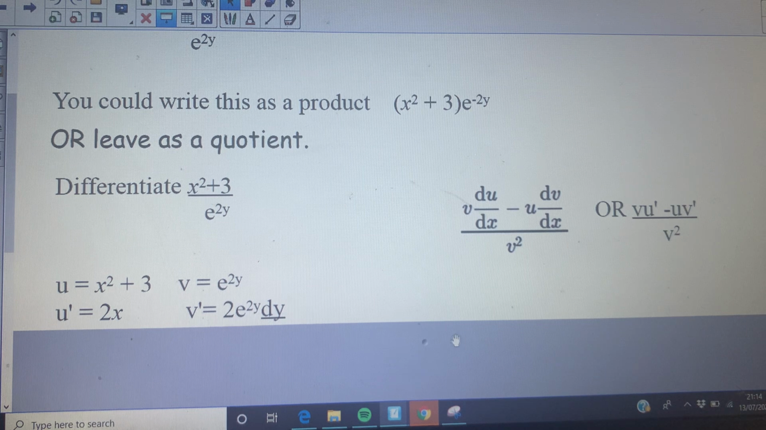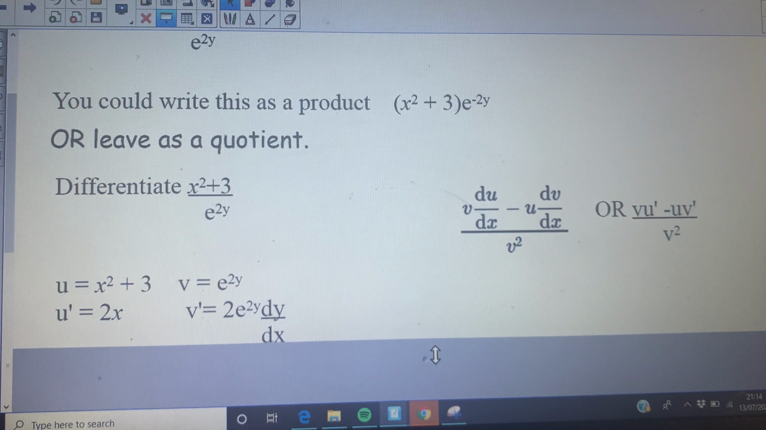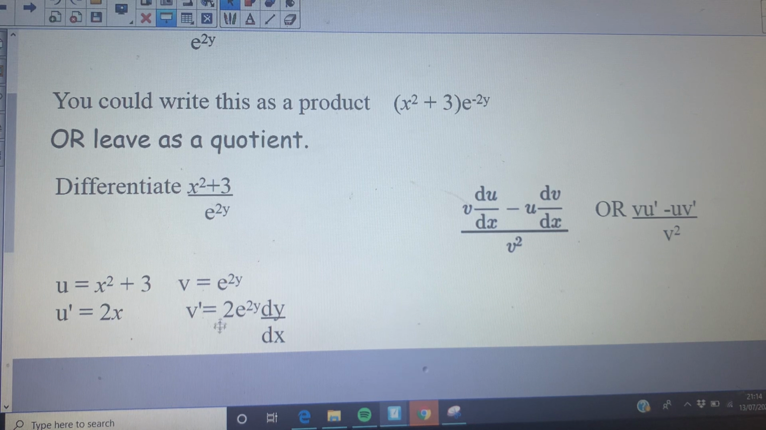I'm now going to differentiate them. So du dx is 2x, and dv dx. First of all, when you differentiate a function given in y, remember from yesterday, you differentiate it with respect to y. So the power stays the same, multiply by the derivative of the power, and then you multiply by dy dx. So this is finding dv dx when v is a function of y.